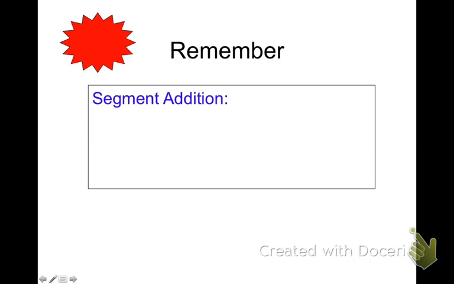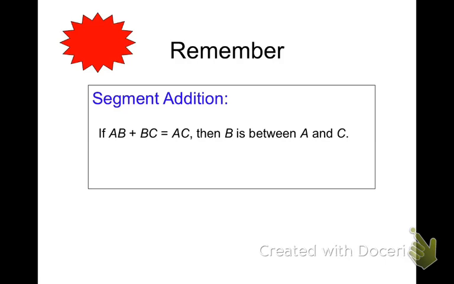Now we're going to take that idea of segment addition. So remember, this is what segment addition was from yesterday. This is just a refresher. You already had this in your notes.